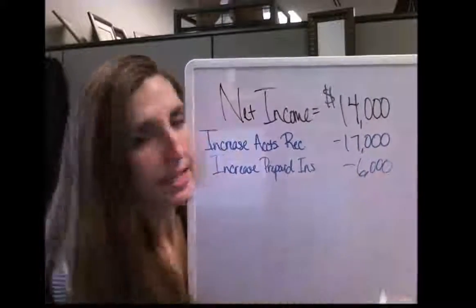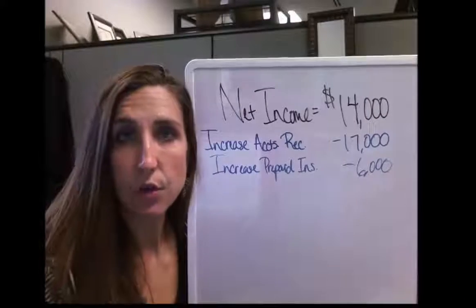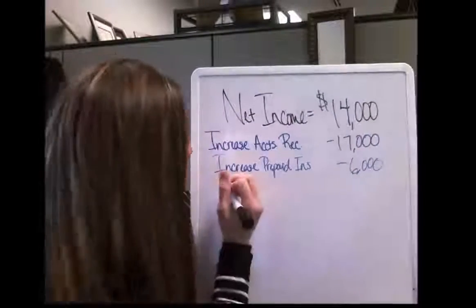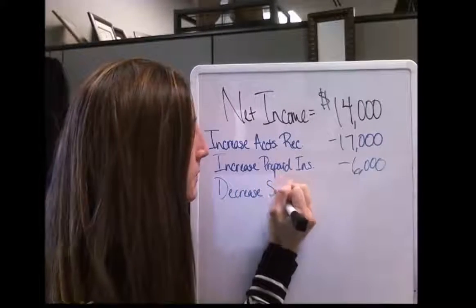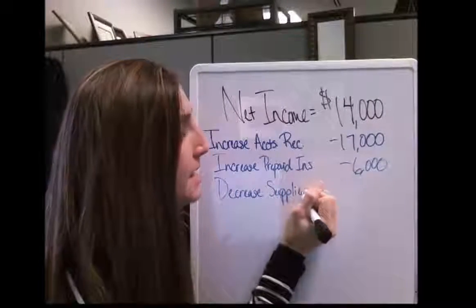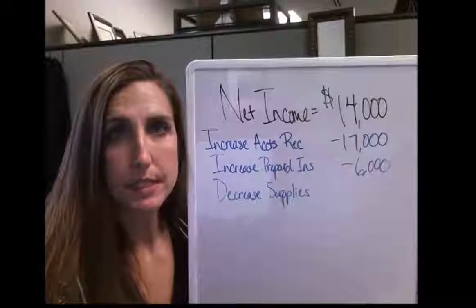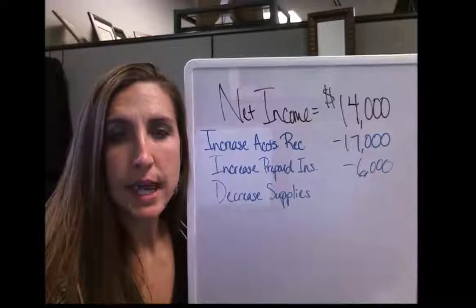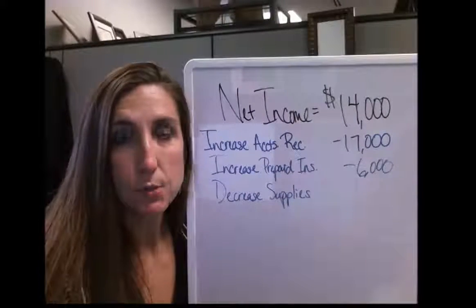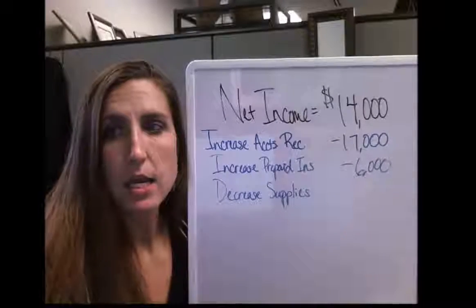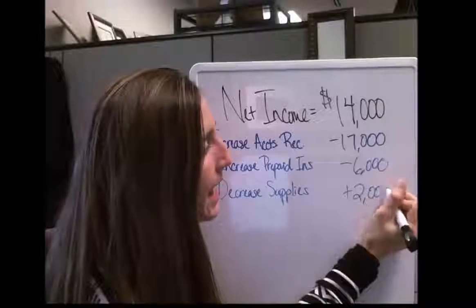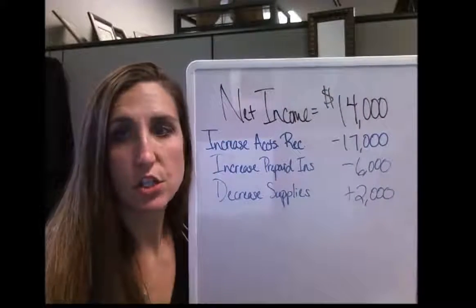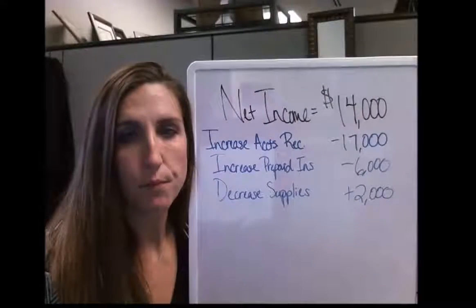The next asset I have, it says I had a decrease in my supplies. So a decrease in supplies means you recorded some kind of expense that made net income go down. Expenses decrease net income. But we didn't actually pay out any cash for that expense. We just used up another current asset. So if we have a decrease in an asset, a current asset, we're going to add it. This reconciliation is only done for the operating cash flow.